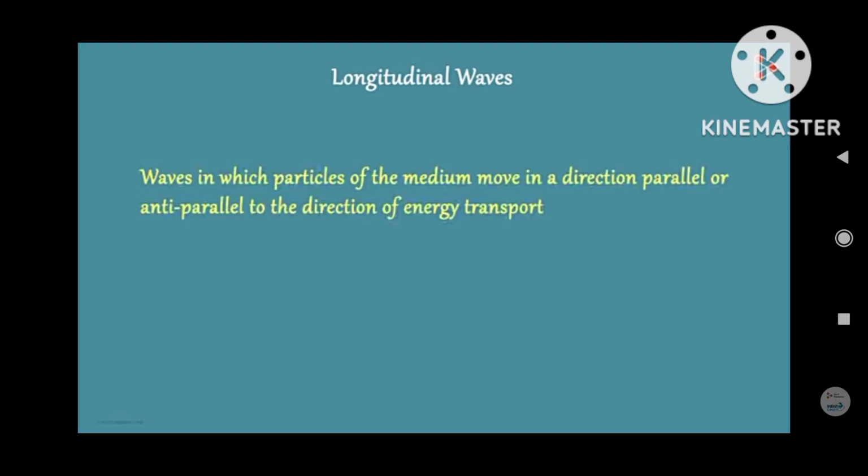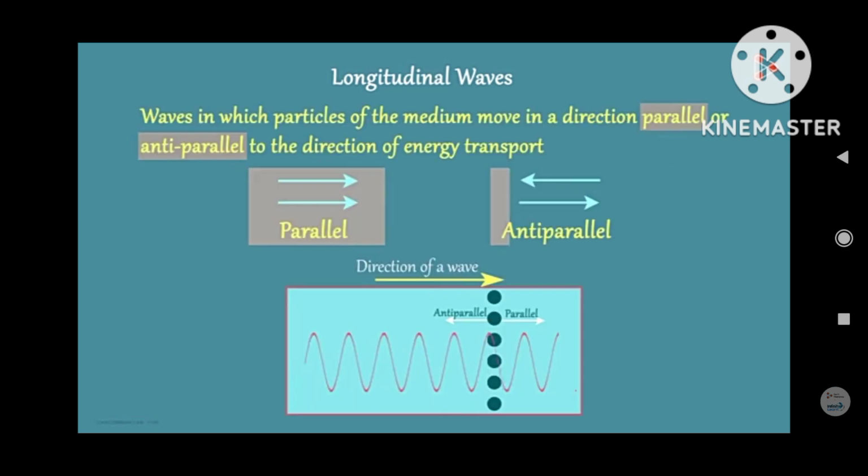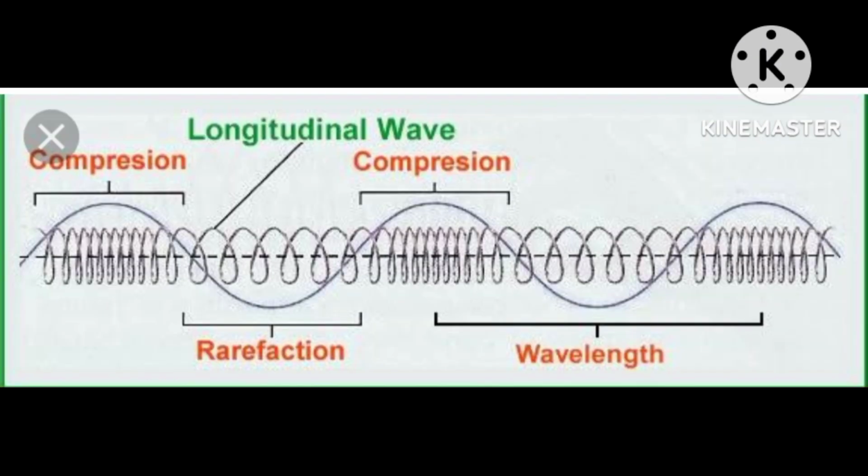A longitudinal wave is one in which particles of the medium move in a direction parallel or antiparallel to the direction of energy transport. Let's say the waves move in the parallel direction and the antiparallel direction. This is the direction of the waves, going antiparallel and parallel. These are the longitudinal waves formed in a slinky wave: compression, rarefaction and wavelength.